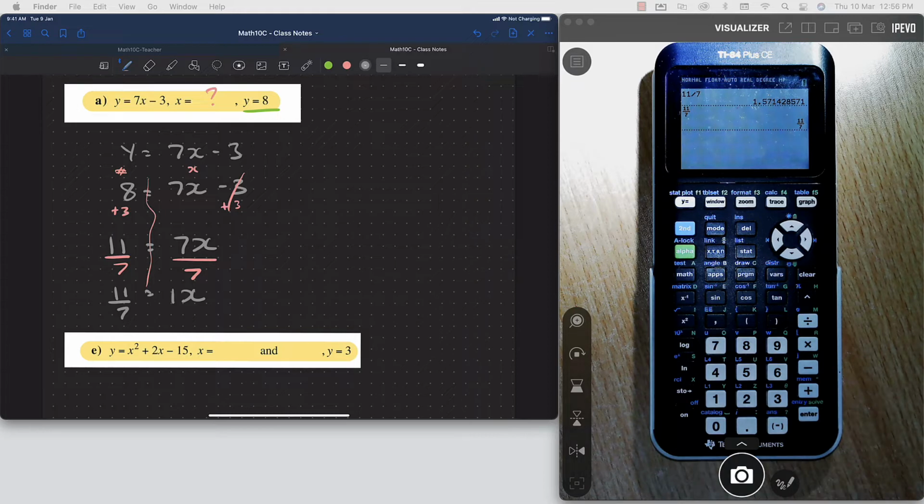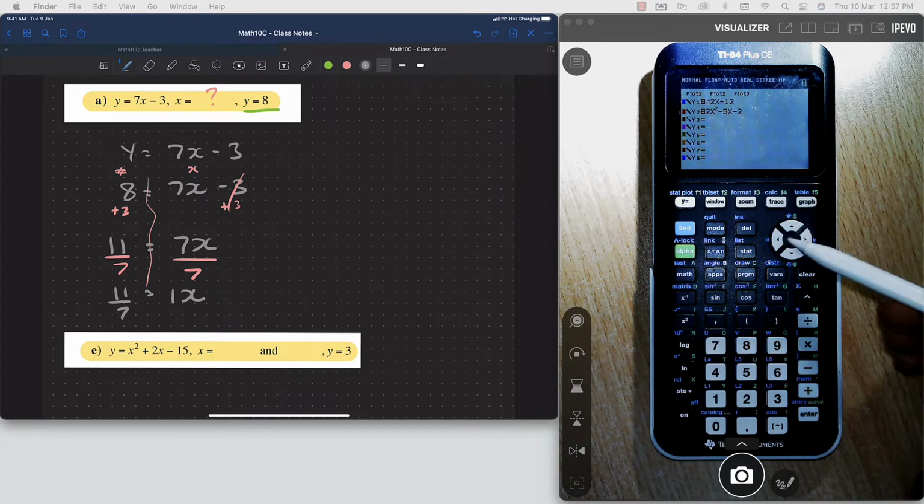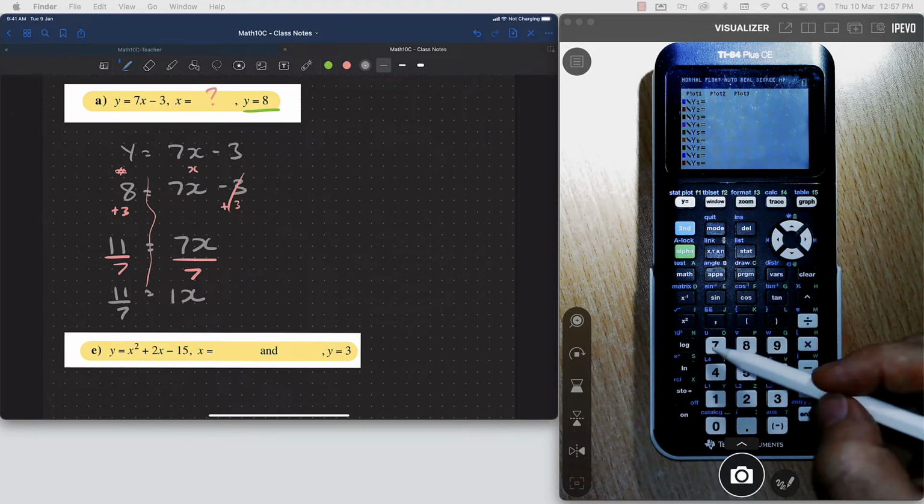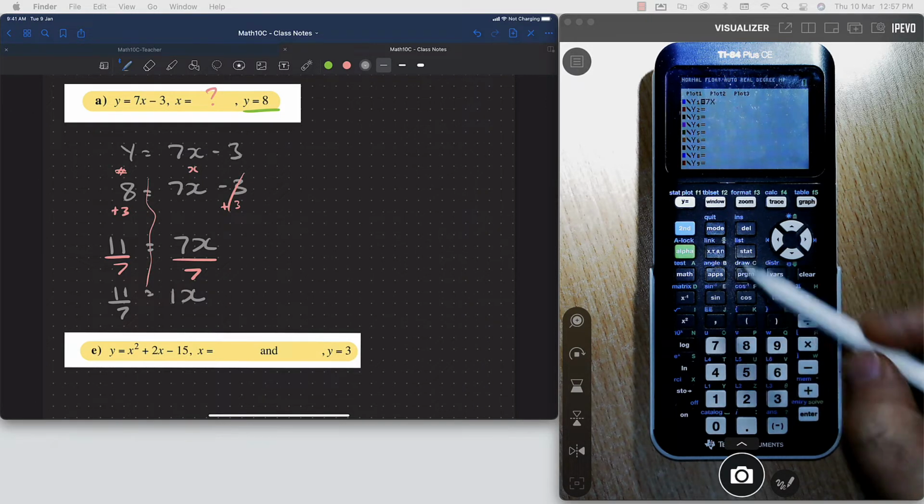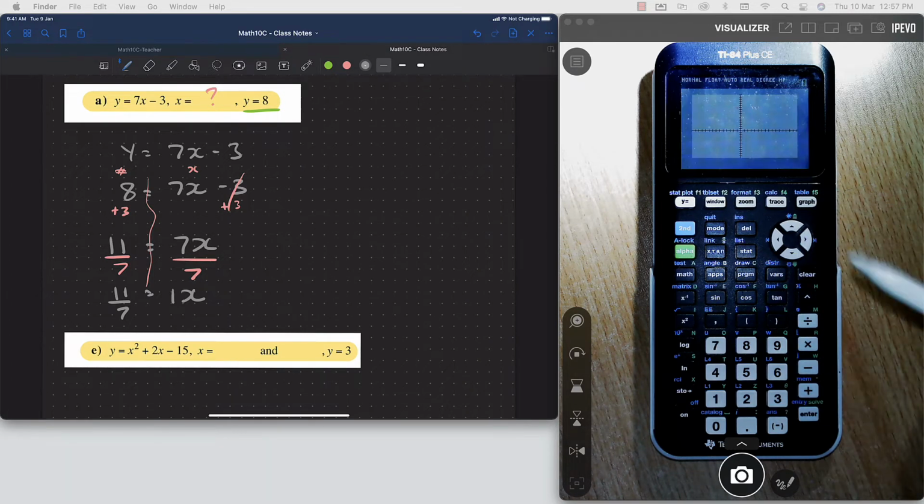Okay, now what about using the graphing calculator? How would I do that? Well, you're going to go into y equals, and in this case I'm going to clear both of these, and I'll go back and punch in my original equation, which was 7x minus 3. And that's going to give me a graph that gives me a straight line like that.